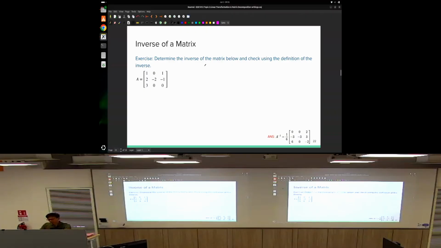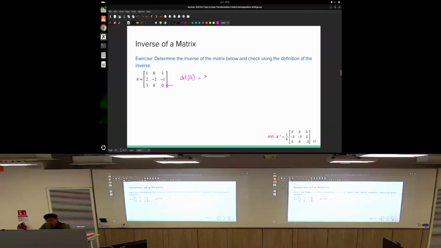So let's calculate the inverse. Now, it's better to first calculate the determinant. So the determinant of A. I'm going to choose the last row as the pivot. Okay, so the last row: plus, minus, plus, right?